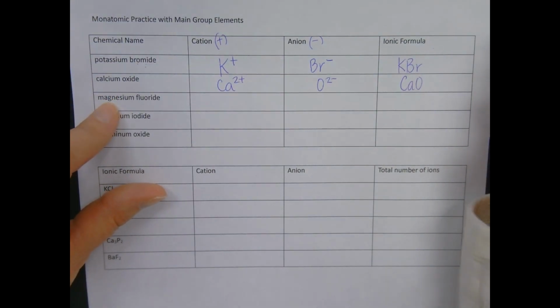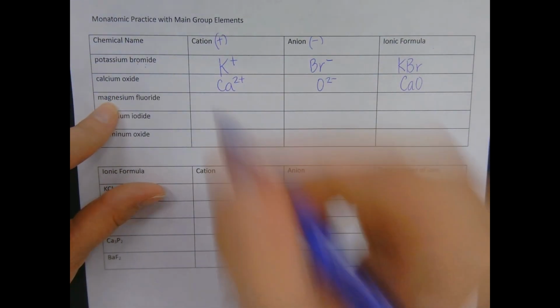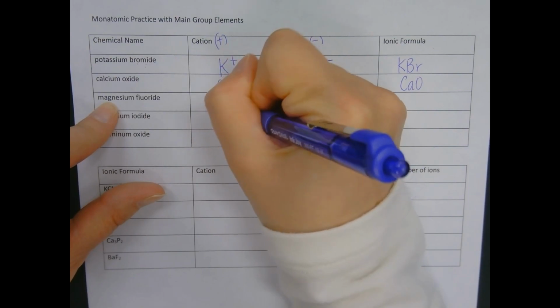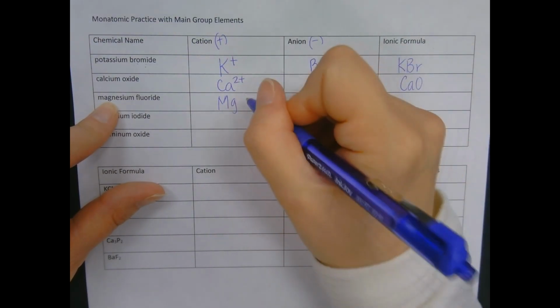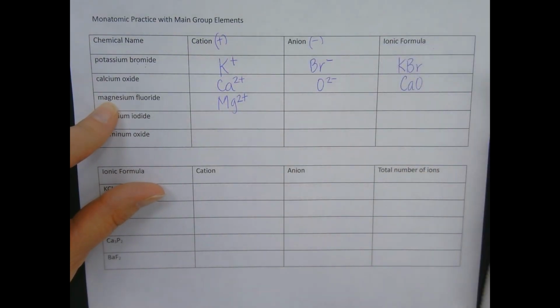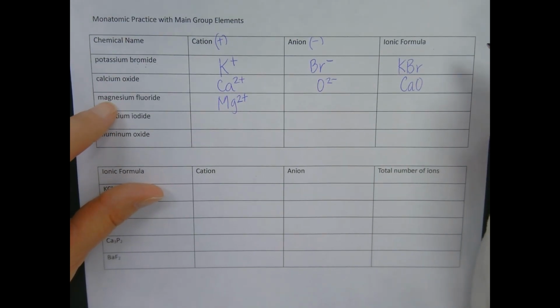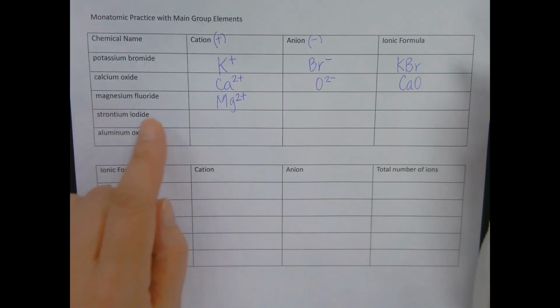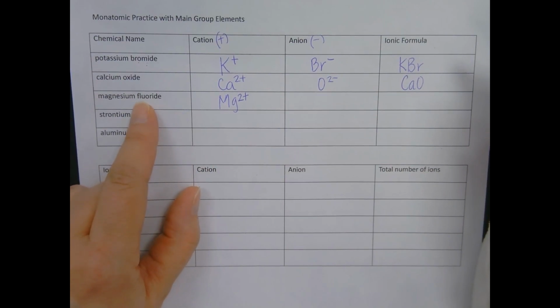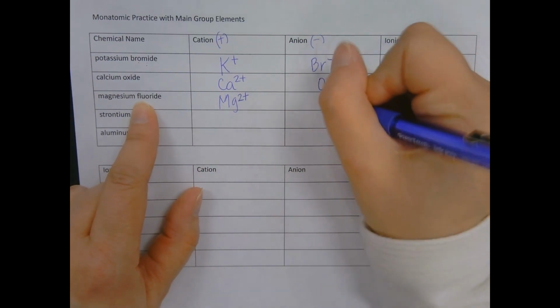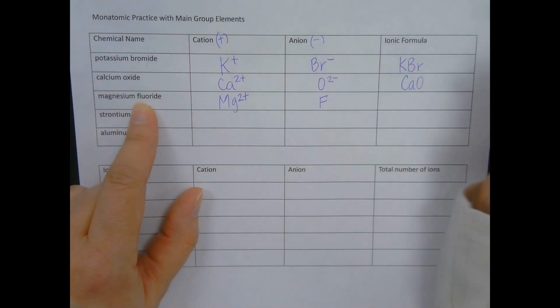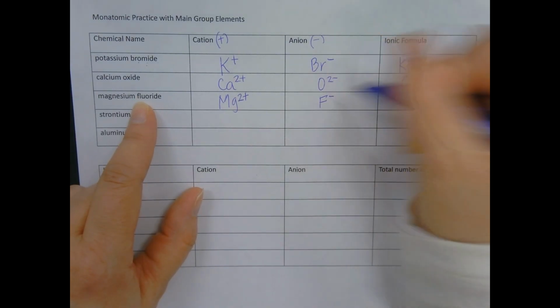Next up is magnesium fluoride. Magnesium is Mg. It's in group 2A, which means it has a 2+ charge. And again, we write the 2 and then the plus. And then fluoride, we look at the root, fluor, like fluorine. So that's capital F. That is in group 7A.